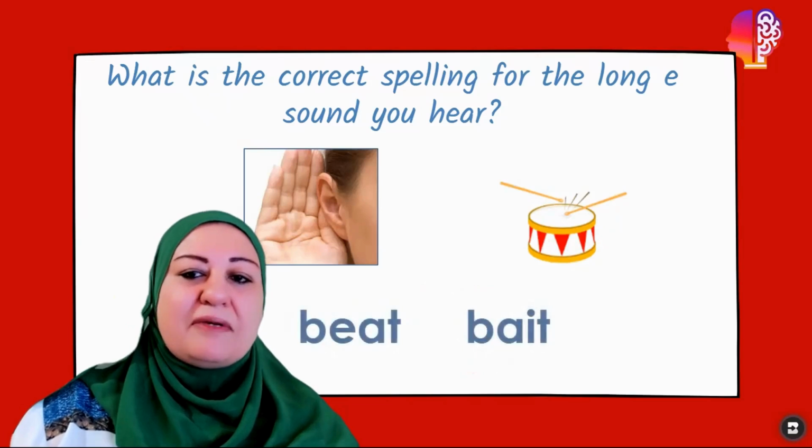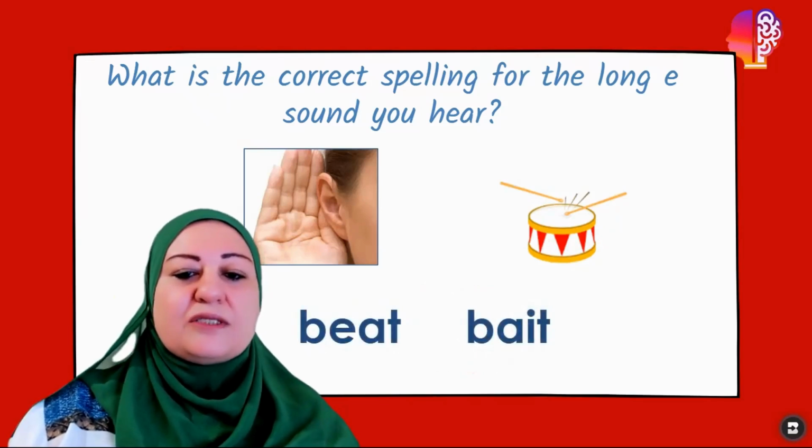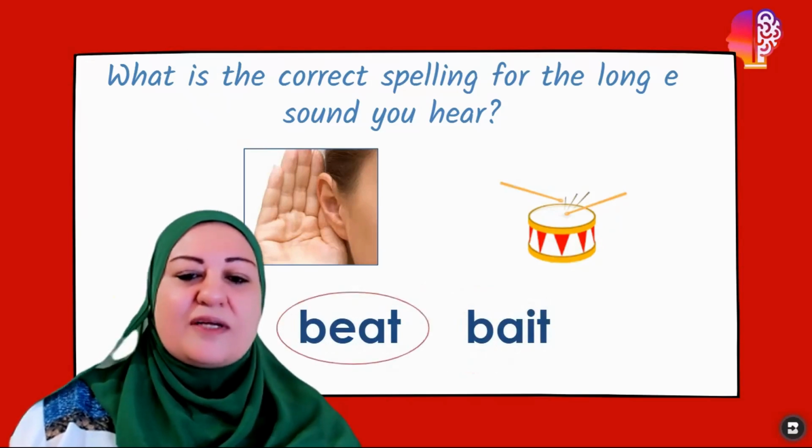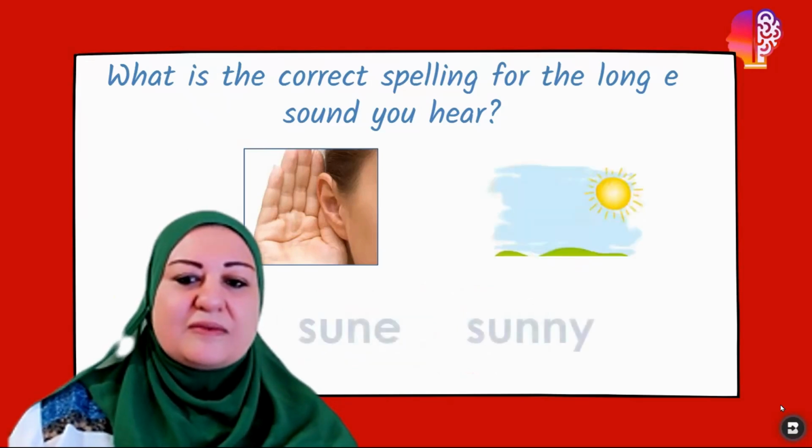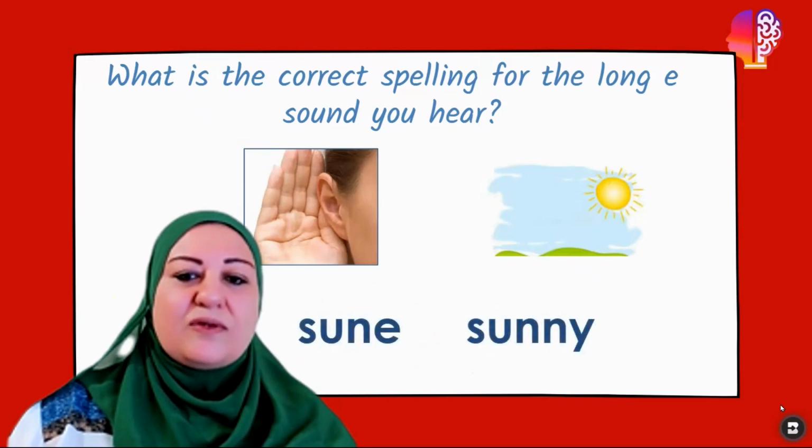What is the correct spelling for the long E sound that you hear in beat? Beat. Okay, the correct spelling for beat is B-E-A-T. Okay. What's the correct spelling for the long E sound that you hear in sunny? Sunny.